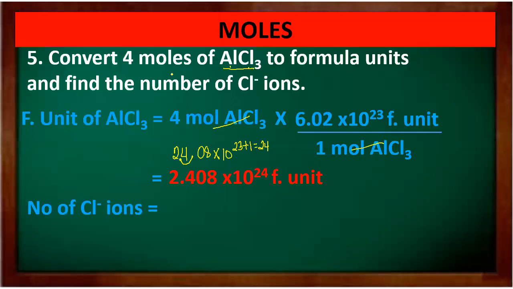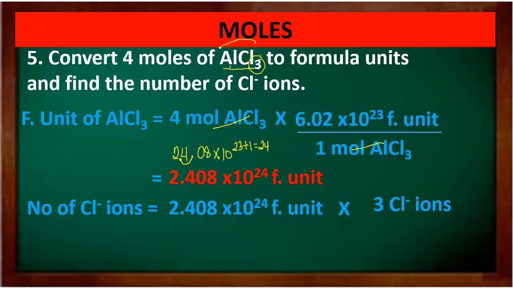Okay, so next is the question is find the number of chlorine ions. So, chlorine ions, gagamitin na natin yung formula unit. Meron tayong 2.408 times 10 to the power of 24 formula units times, okay, for every formula unit of aluminum chloride, meron tayong 3. Okay, 3 ions. So, 3 ions for every 1 formula unit. Okay? So, yun, ilalagay natin ng 1 formula unit. Okay?